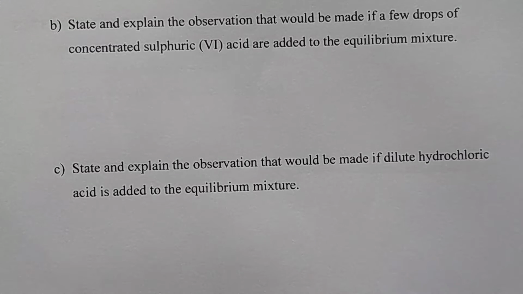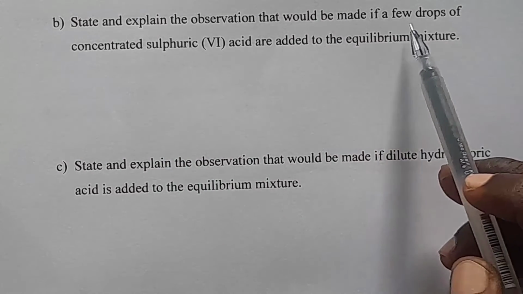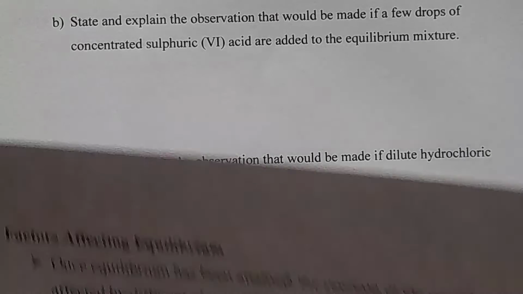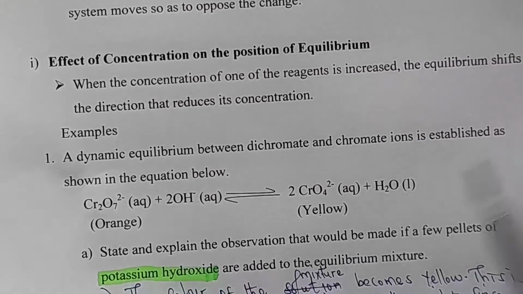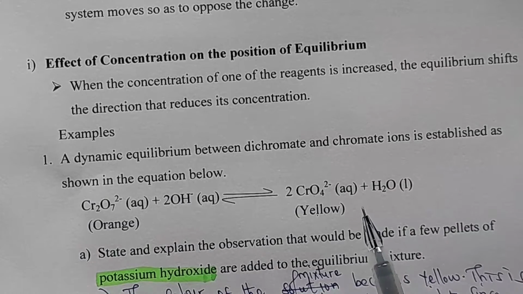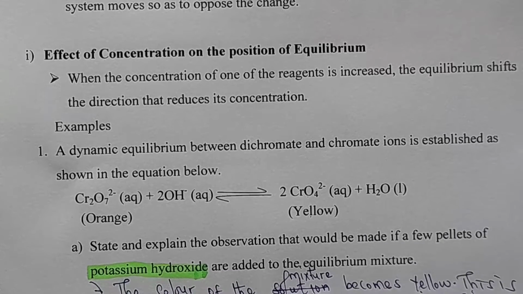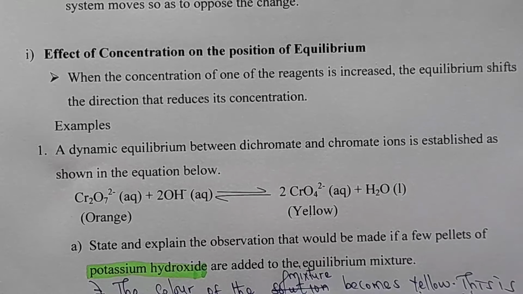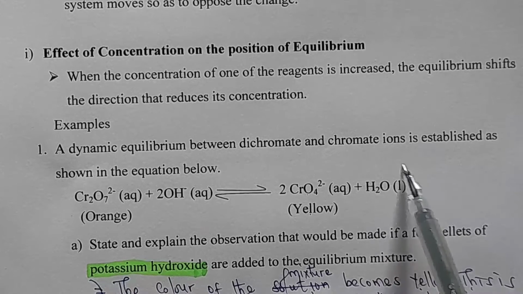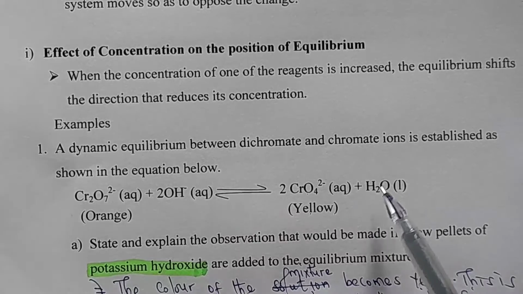So part B of the question, we are told state and explain the observation that will be made if a few drops of concentrated sulfuric acid are added to the equilibrium mixture. What will be the effect of adding few drops of concentrated sulfuric acid? Remember, you are given concentrated sulfuric acid, not dilute sulfuric acid. That means concentrated sulfuric acid is a drying agent, so it absorbs or removes water from the system.